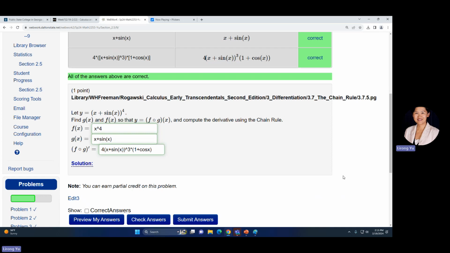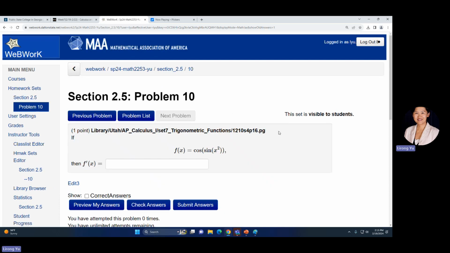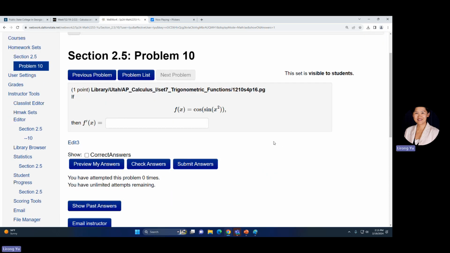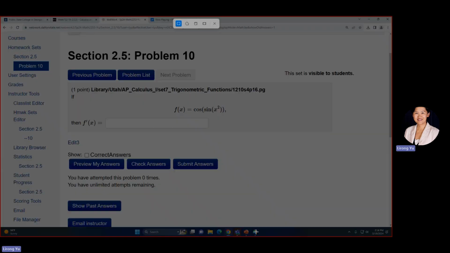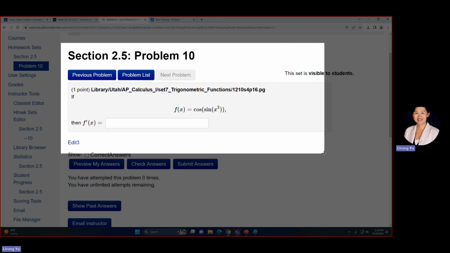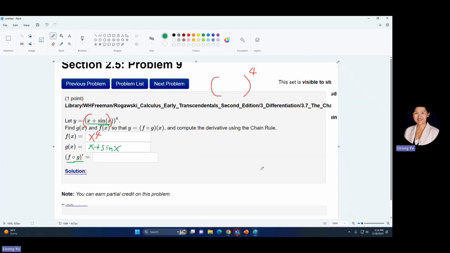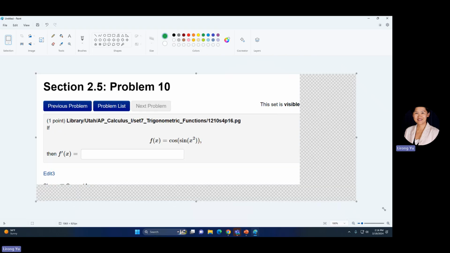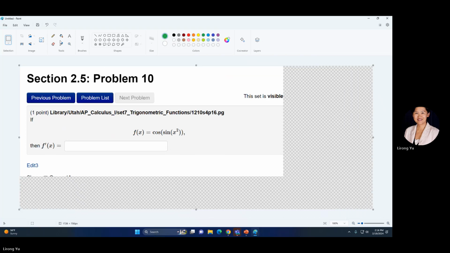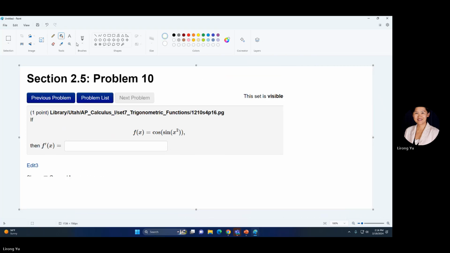Number 10. All right, so this again is chain rule. We'll do it. Try to do it one by one. It's just like peeling the onion. There's an outside of the outside, there's an outside. So you have to kind of do it step by step. All right, so if we're differentiating this, realize the most outside function is the cosine.